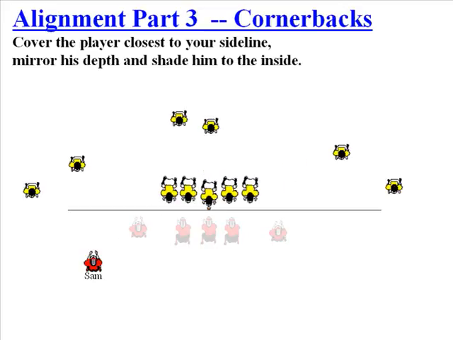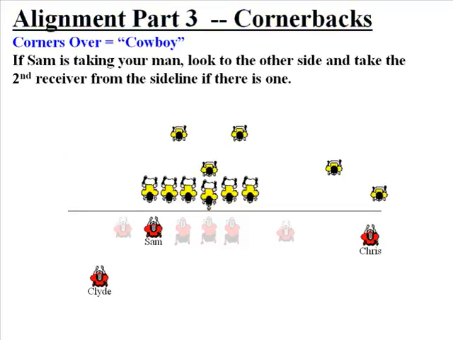Okay, let's go to another scenario. Sam takes the left slot back. He yells Louie, Louie, takes the left slot back. Where would Clyde go? Clyde's on the left, looks from the sideline over and runs into that receiver up on the line of scrimmage, goes up to the line of scrimmage and shades him to the inside. Where would Chris go now? All right, same thing over there to the right, shades him to the inside, right up on the line of scrimmage, mirroring his depth.